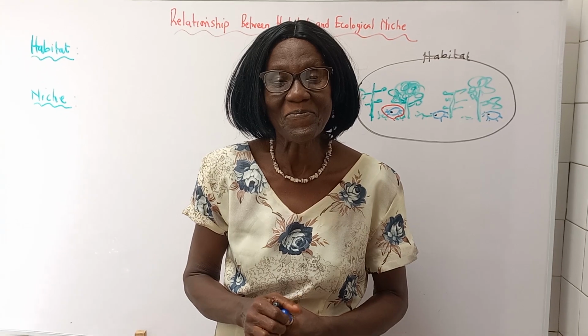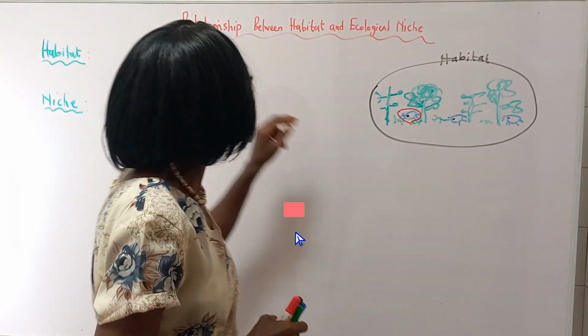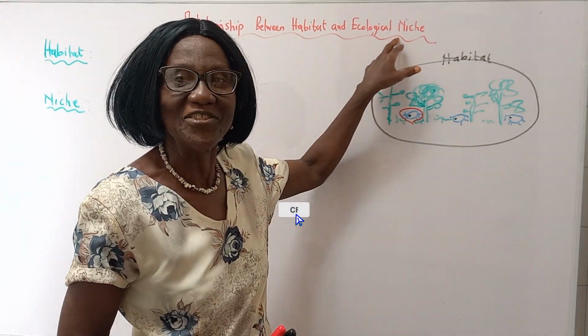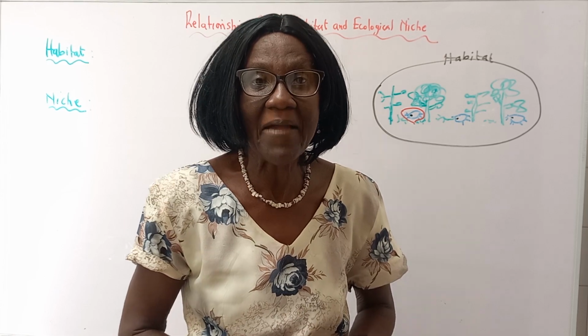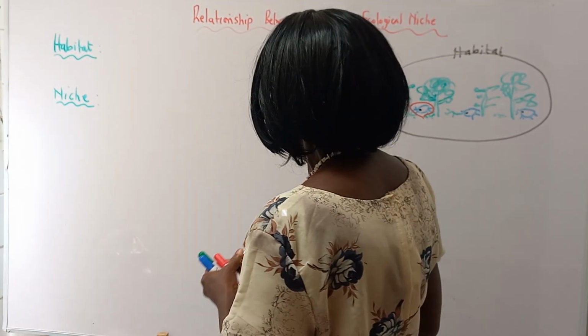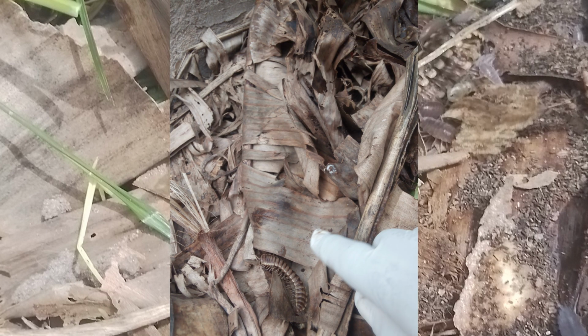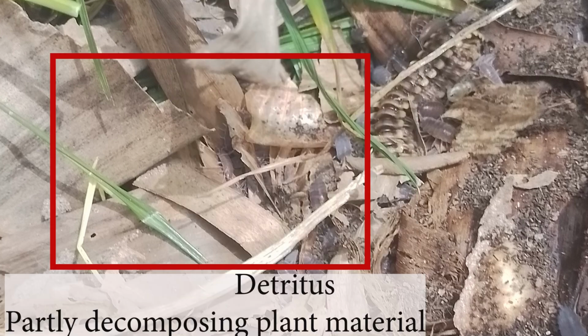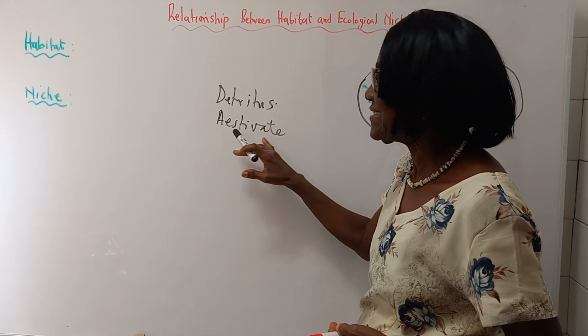In this lesson, we are discussing the relationship between habitat and ecological niche. Well, in this lesson, we will meet some terms that we want to explain first. We'll meet the term detritus. What is detritus? It is partly decomposing animals and plants, but especially plant material, partly decomposing. That is detritus. And then we'll meet the term aestivate.